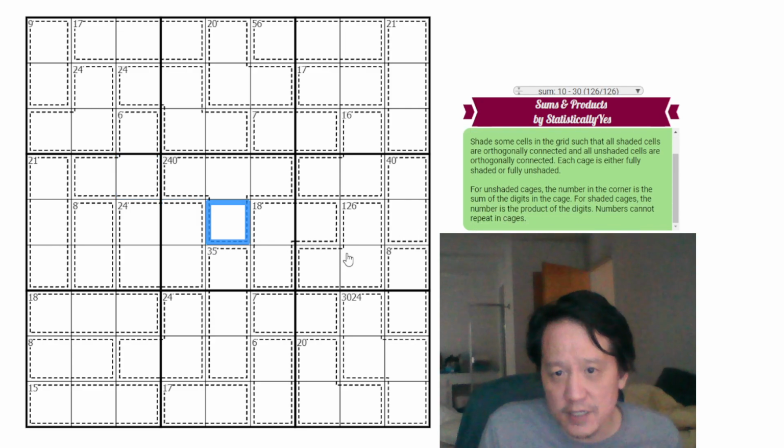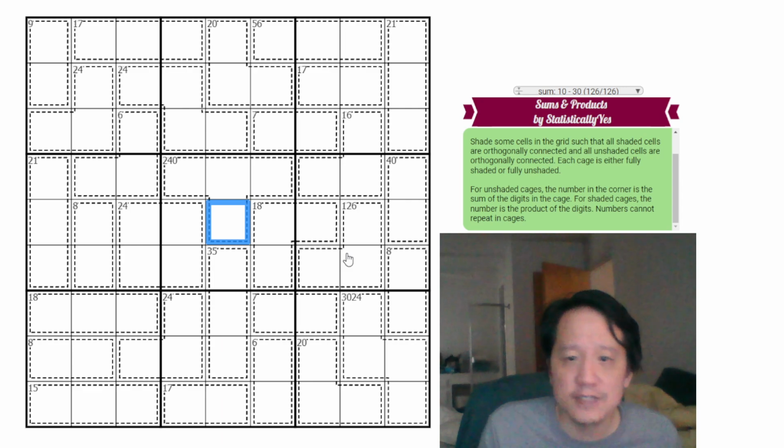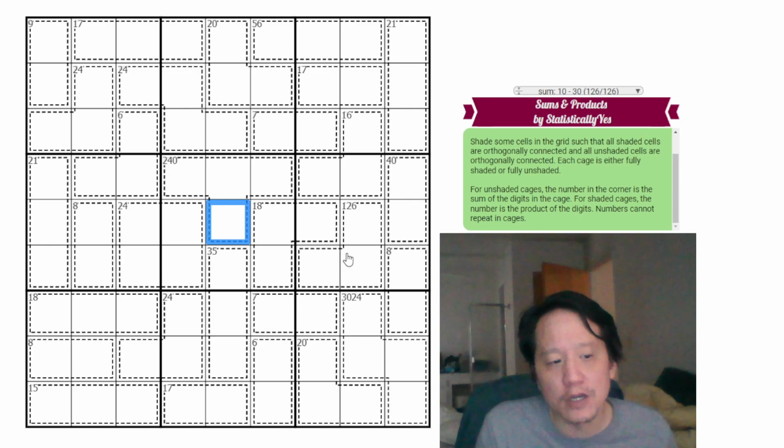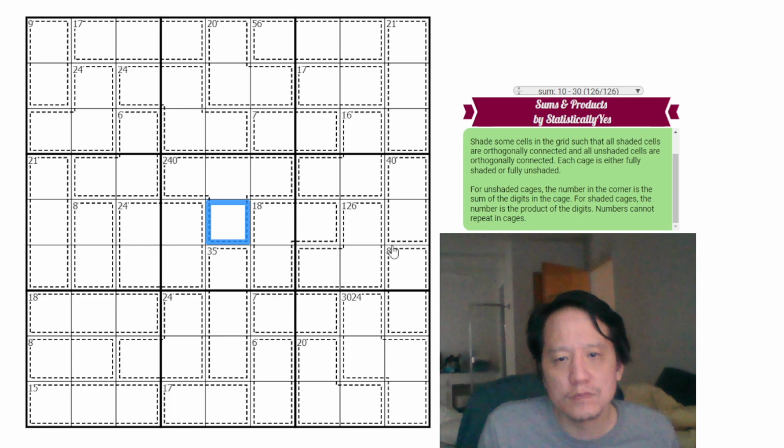For unshaded cages, the number in the corner is the sum of the digits of the cage. For shaded cages, the number is the product of the digits. Numbers cannot repeat in cages. Okay, now that's very interesting. Yeah, that makes things fairly simple. And those are the rules.